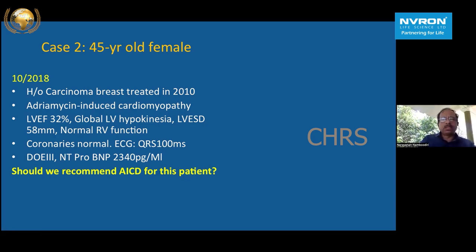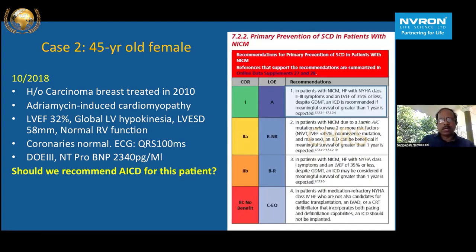Coronary is normal. ECG QRS is normal. Class 3, NT-proBNP 2340 picogram per ml. Should we recommend ICD for this case?